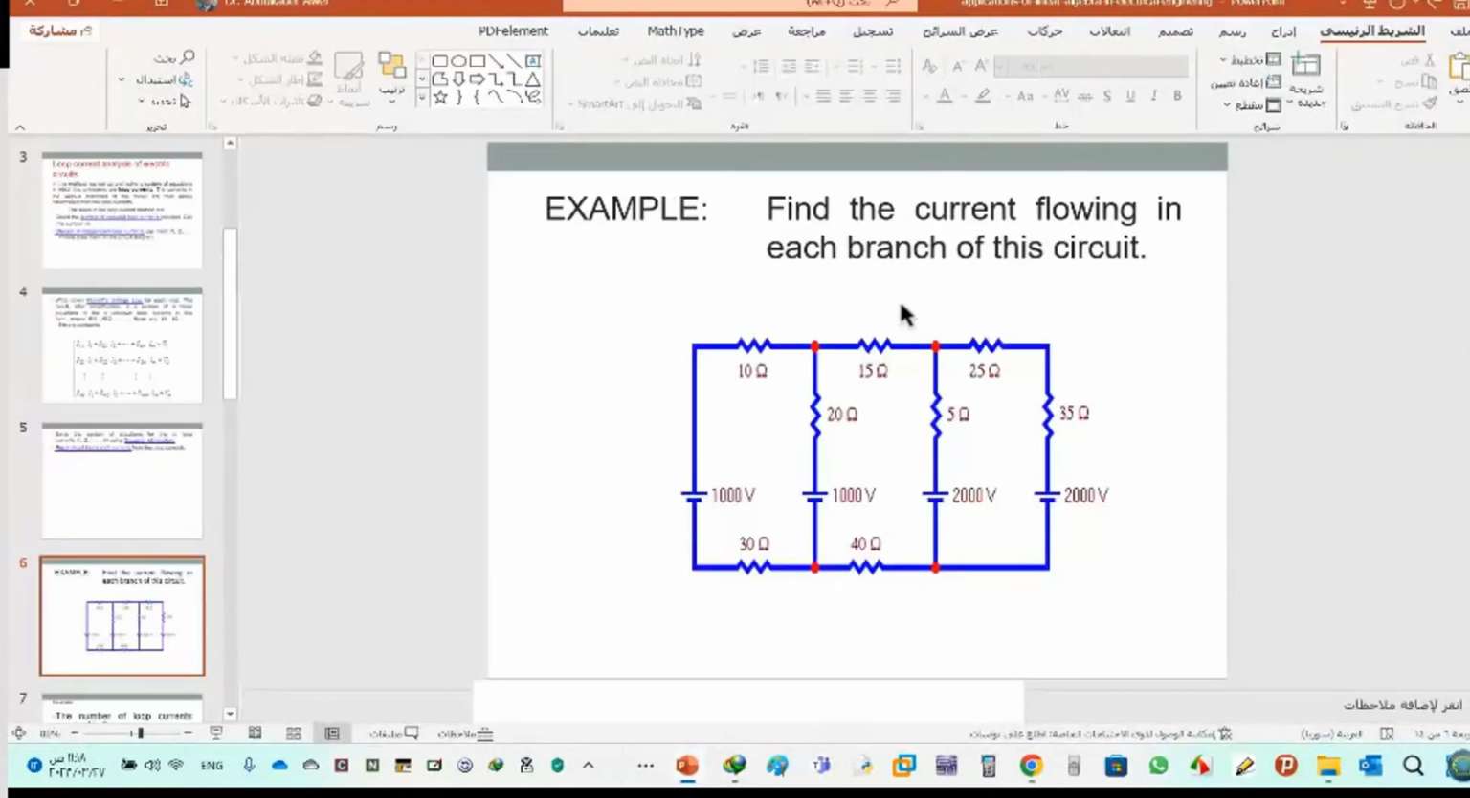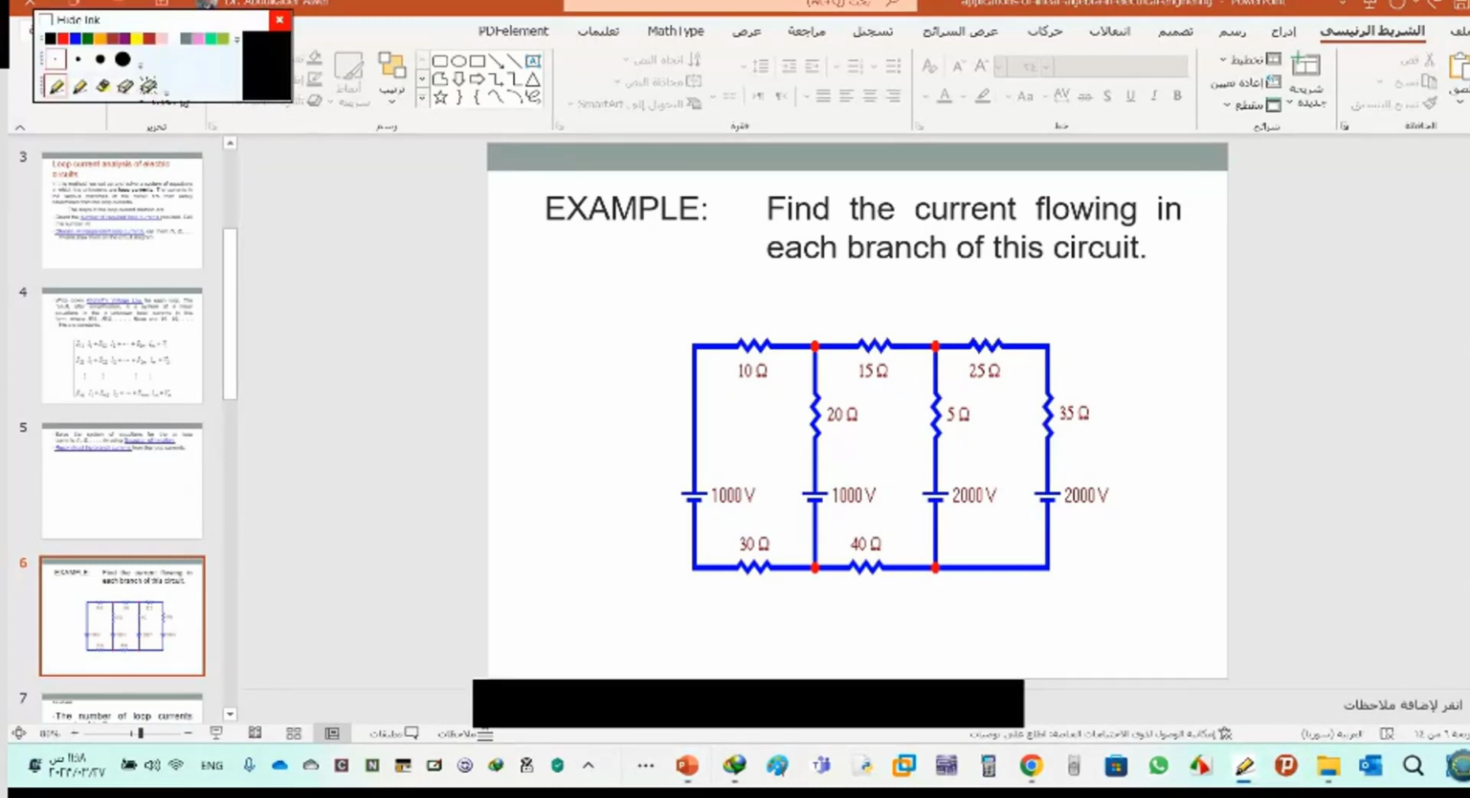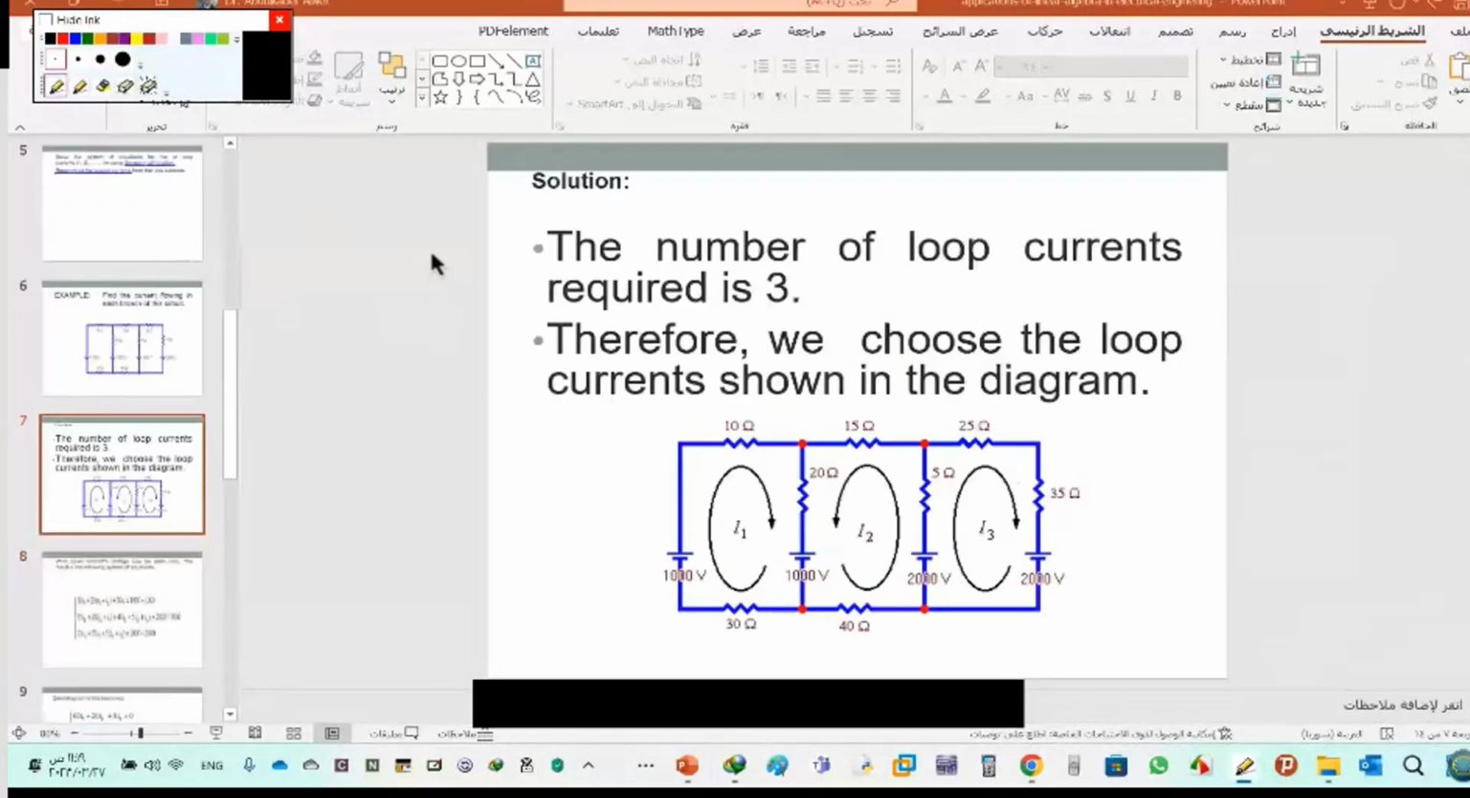This is an electrical circuit, and here you have I and V, and you have V and R. How can we solve it? Find the current flowing in each branch of this circuit. How can we use linear algebra to solve this circuit? I know you know it. You have to use Kirchhoff, but how can we use linear algebra for this one? So we have branch 1, branch 2, branch 3. How can we apply linear algebra in this question?